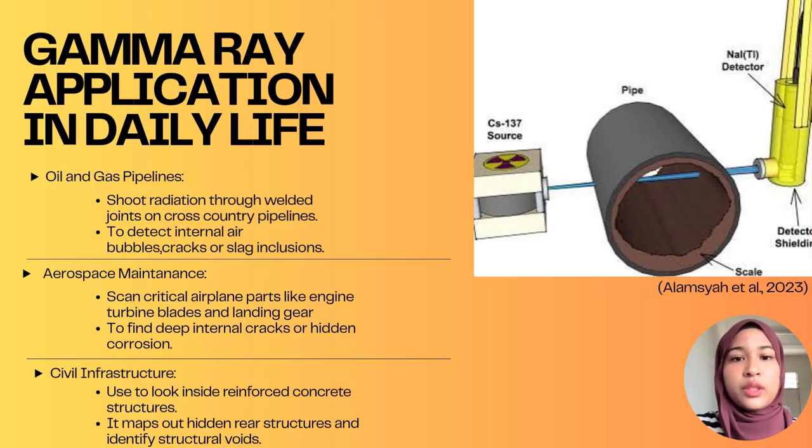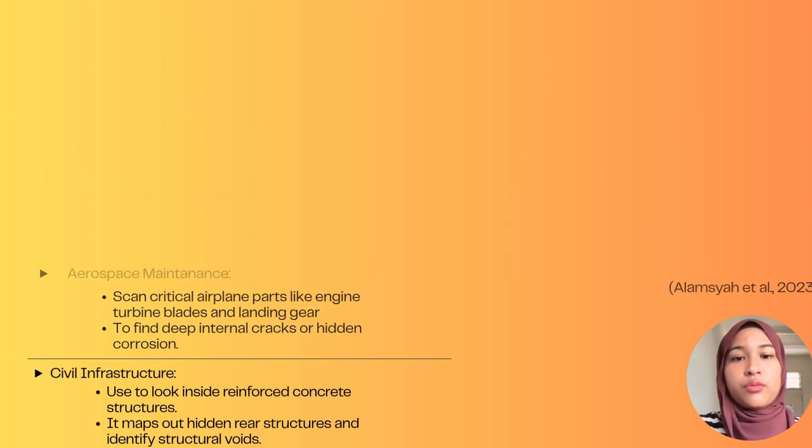This is used to find the deep internal cracks or hidden corrosion. So last but not least, we have civil infrastructure. Gamma ray is used to look inside reinforced concrete structures. It will map out the hidden rebar structure and identify structural voids.